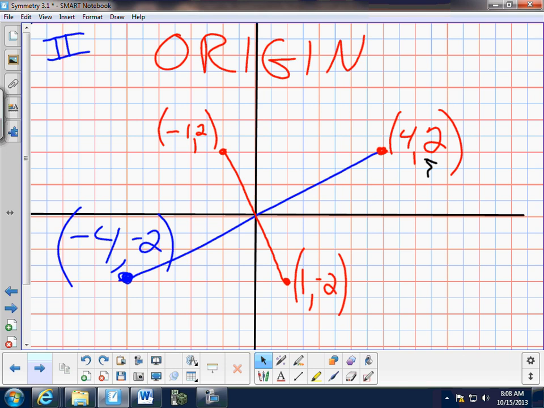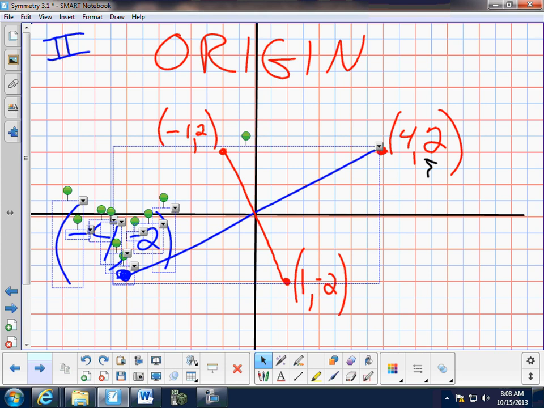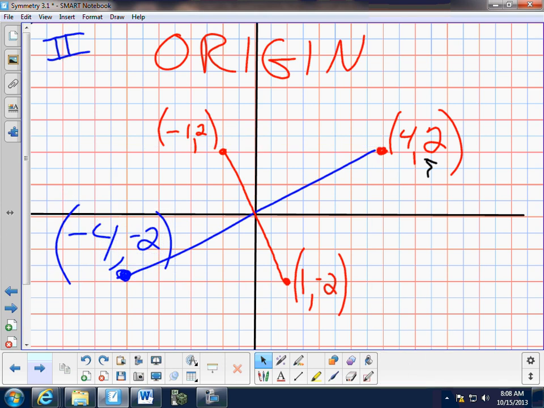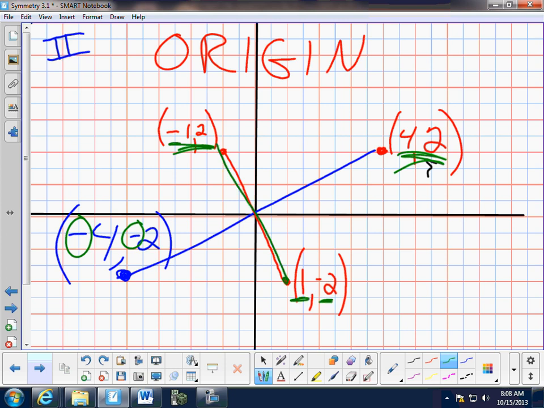But look what happens when you do symmetry with respect to the origin. Pick some point. Remember that point 4, 2 I had? If I go straight through the origin and come down to the other side, I end up with the point negative 4, negative 2. What happened to the coordinates of 4, 2? They both become the opposite. It's negative 4 and negative 2. Look, when I take the point negative 1, 2, and I go straight through the origin, it becomes positive 1, negative 2. It's the opposite of both of them.